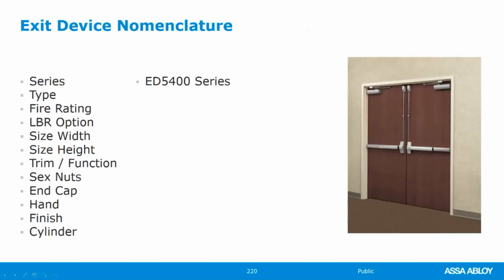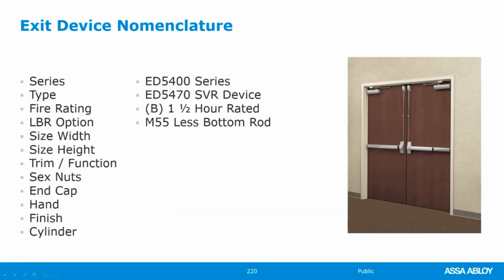Our series is the ED 5400 series, a 5470 for our surface vertical rod device because we're doing the less bottom rod and we're doing a 10-foot door. B rated, 1.5 hour. M55 for the less bottom. Our width, W048, tells us it's a device for a 48-inch door. Our H1000 for our door height. Our trim is an A955, that's our Armstrong lever with our 55 function.